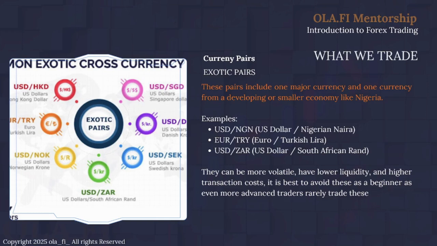How many people are exchanging their major currency to naira, or to Turkish lira, or South African rand, or the Kenya shillings? Very few people will be doing that. Very, very few. So there's very little liquidity coming into these economies or currencies. That's why they can be quite volatile and have very low liquidity.